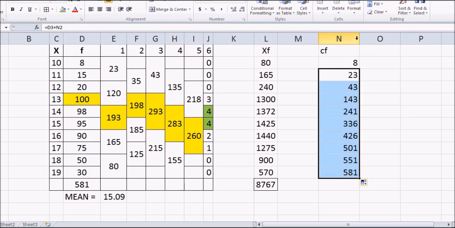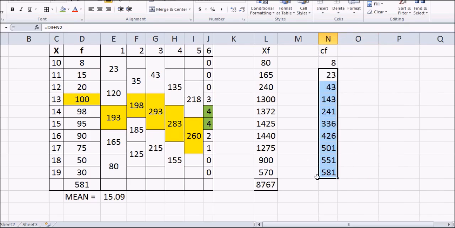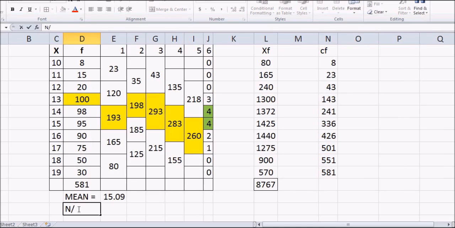So these are my cumulative frequency, and since your n is odd, we need to, let's do what is n by 2. Of course it is odd, so you need just one value, and that is n plus 1 by 2.